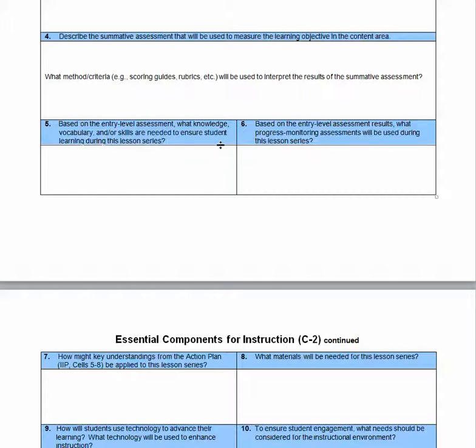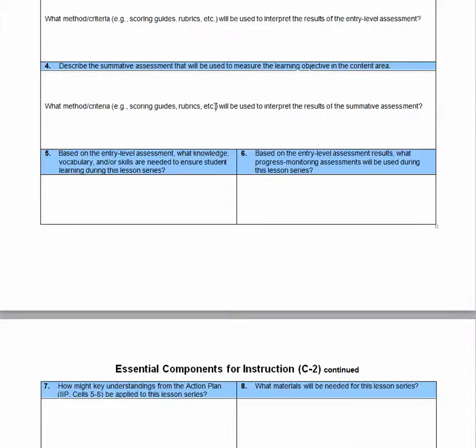They're going to need to know how to write an introduction, how to write body paragraphs, how to write a conclusion. Or maybe if your goal is to get your students to write a full paragraph, you're going to have your topic sentences, and how would you do that? So list anything. When you're looking at that entry-level assessment, what types of skills, vocabulary, and knowledge are they going to need to be successful in this lesson series or in this unit? So what do we need to know?